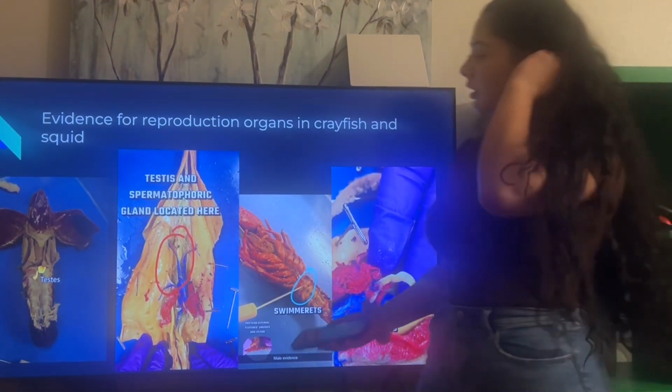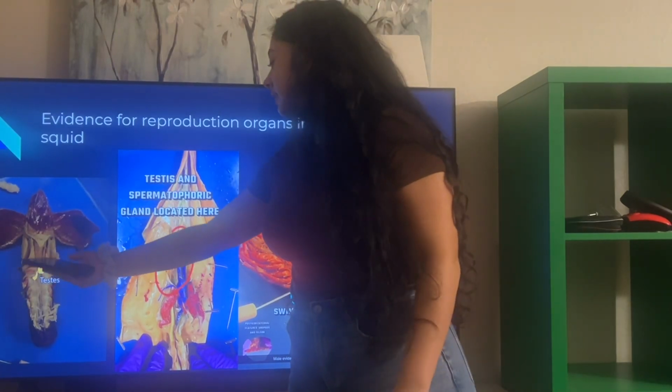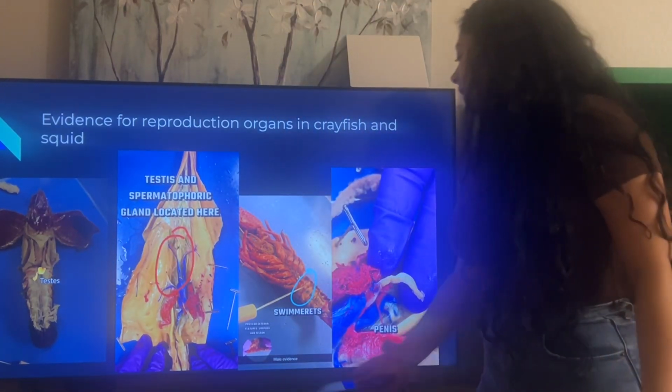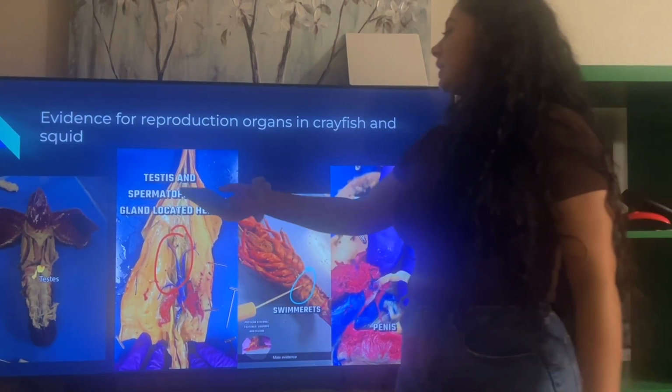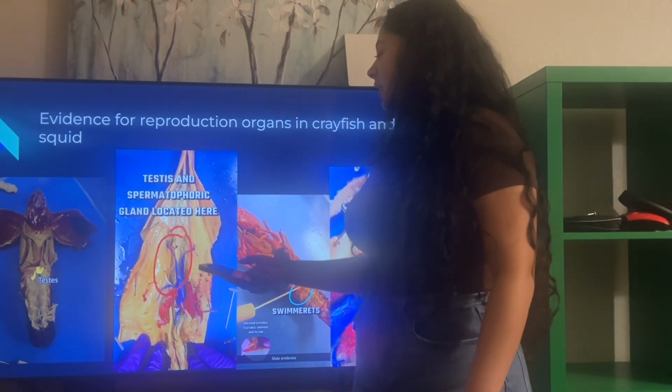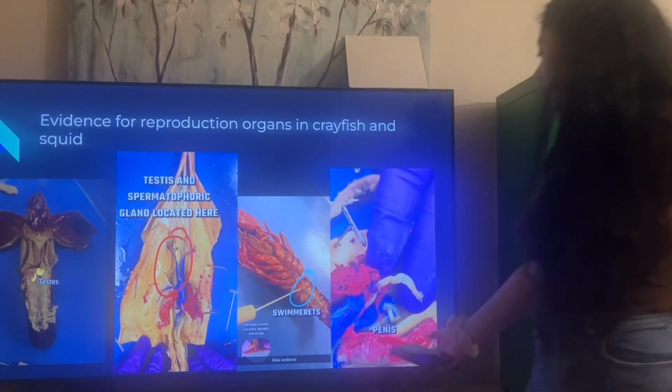Here we saw a male crayfish. There you can see the testes and their swimmerets. This is their posterior external feature. This is the testes and spermatophore gland located in here for the squid, and then the penis of the squid.